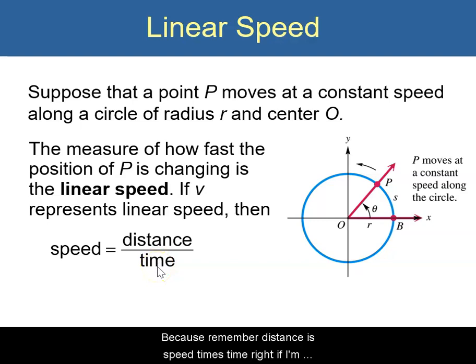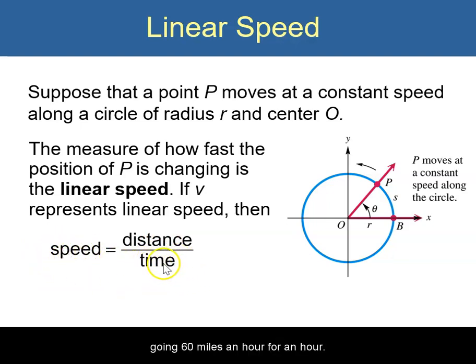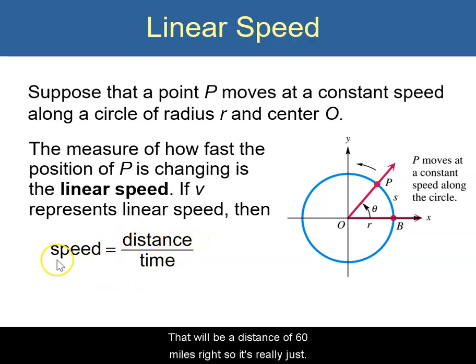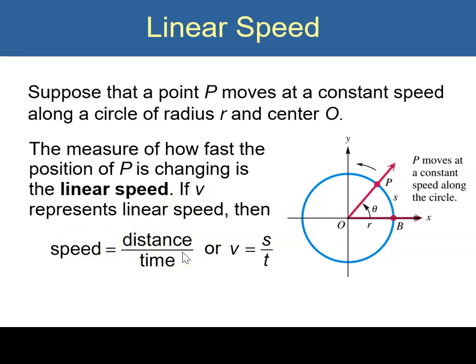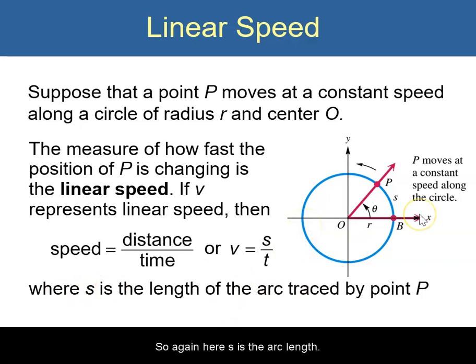Because remember, distance is speed times time, right? If I'm going 60 miles an hour for an hour, that will be a distance of 60 miles, right? So it's really just the time times speed equals distance formula, moved and shifted around and solved for speed. So remember, my distance that P is traveling is the arc length S. The amount of time is always T. And so that speed is going to be given by its distance, or its arc length, divided by the time it took for it to go around that distance. So again here, S is the arc length traced by point P at a time of T.